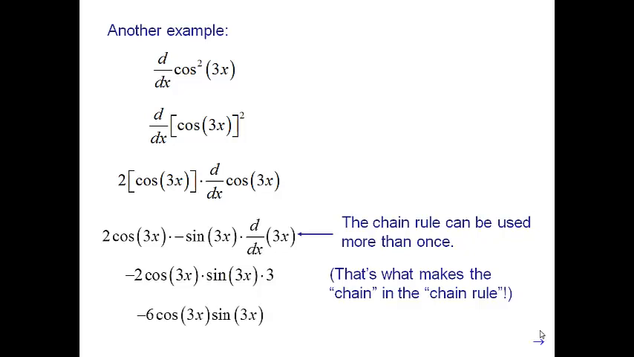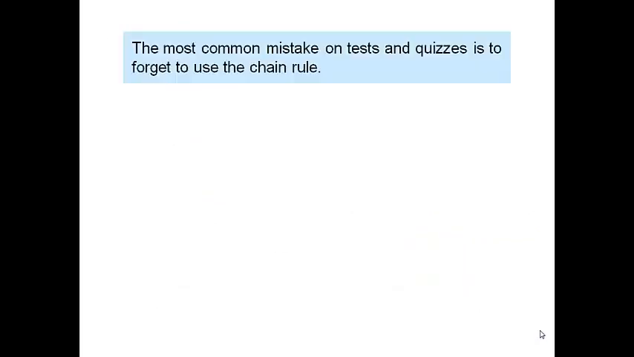And then you put the negative 2 and the 3 together, and you get negative 6 times the cosine of 3x times the sine of 3x. And the most common mistake on tests and quizzes is to forget to use the chain rule.